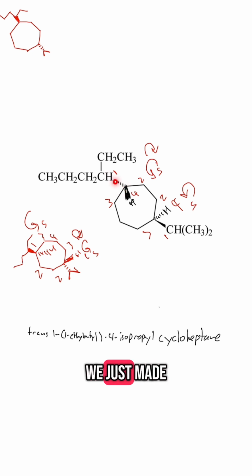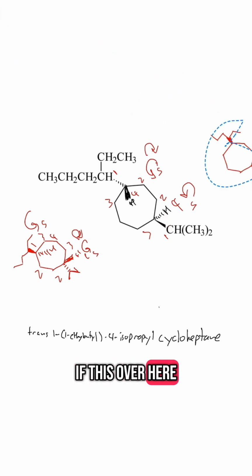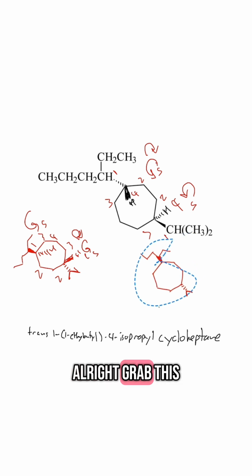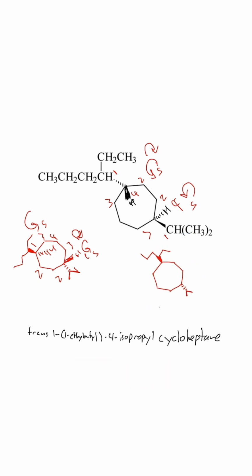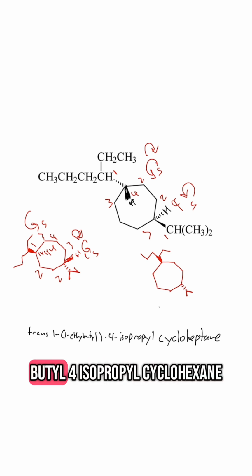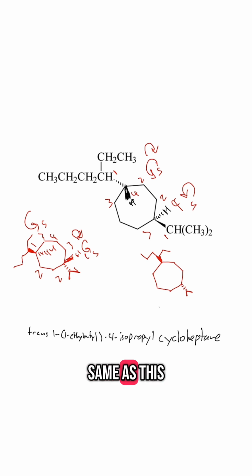Now, what if we made this one a wedge and this one a dash? What would that look like? So we have this over here. And now this is where things start to change a little bit. Well, this is also trans 1,1-ethylbutyl 4-isopropyl cycloheptane, but it's not the same as this one right here.